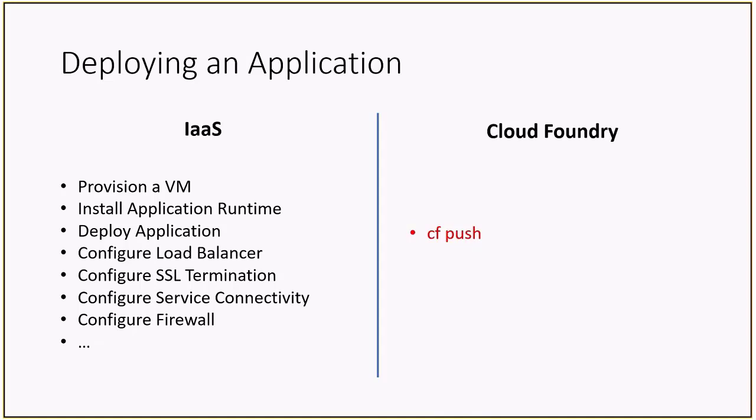Now, if anybody asks you, what did you learn in this session? I want you to at least remember this, right? cf push. So that's the key takeaway from this session. If you know cf push, then you know Cloud Foundry, at least 50% of it. So all you have to remember is cf push, and this will do everything. It will take your application, it will push it, it will configure the load balancer, it will do the SSL termination, everything that is required to run a production app.